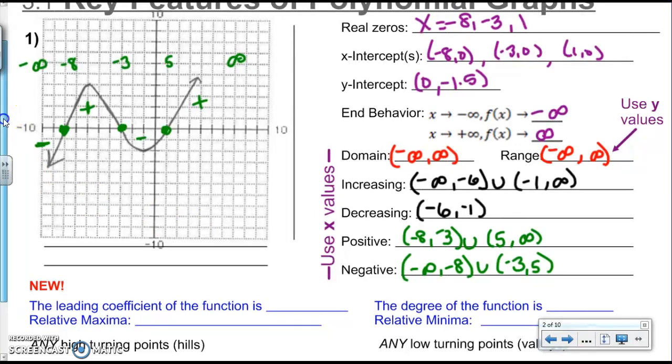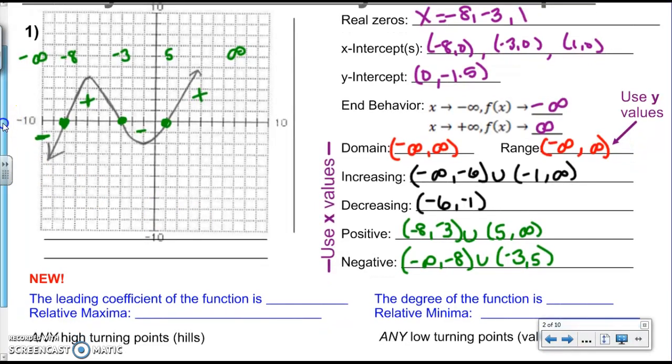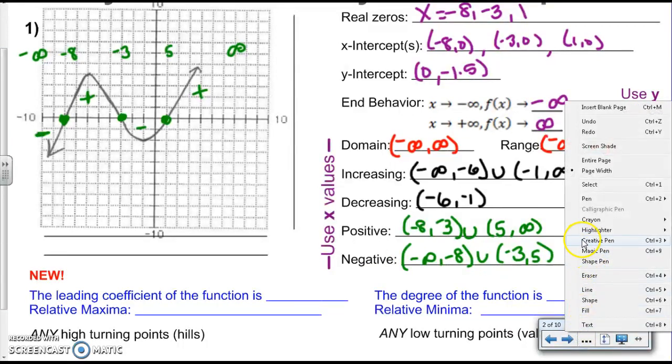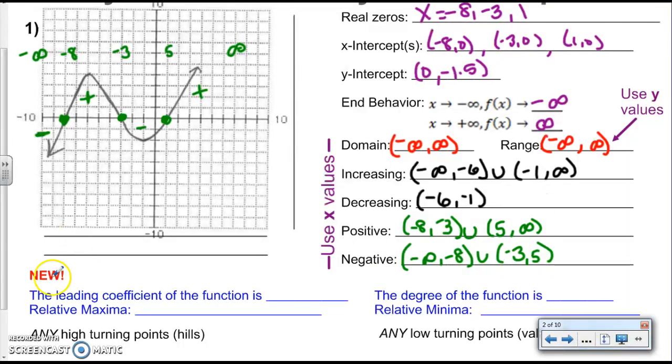Okay, so there's everything that we've done in the past. The rest of this is actually new. I'm going to ask you two things that seem kind of weird, but they're going to help you out when we go on to graphing. The first thing is leading coefficient. I just want to know if my leading coefficient is positive or if my leading coefficient is negative.